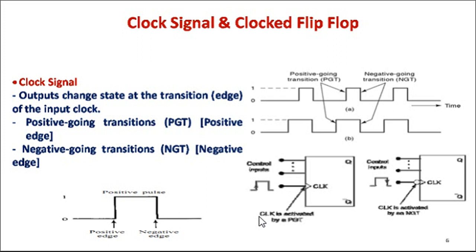And if T is equal to 0, then the flip flop remains in whatever state it was before. So T is for toggle: every time a clock pulse arrives, the output Q changes. So it is called a toggle flip flop.